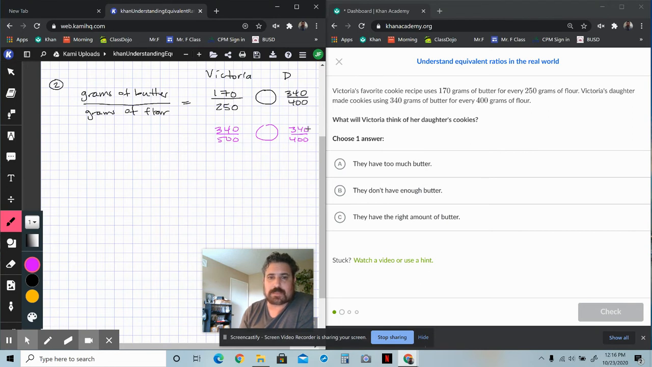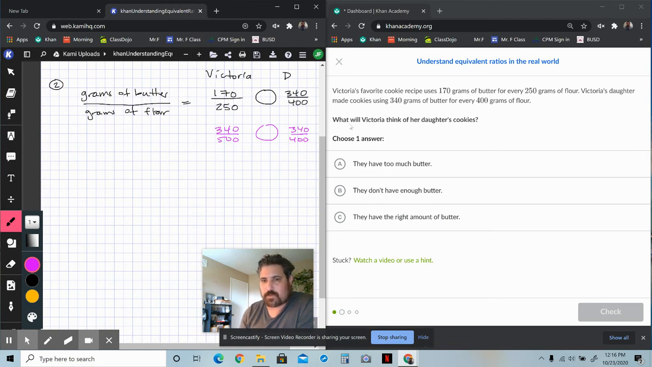So we can see that in this case, the daughter's cookies are definitely going to be more buttery, because the numerator is the grams of butter and the denominator is the grams of flour, and they use the same amount of butter with different amounts of flour. And if you have more flour for the same amount of butter, it's going to be less buttery. Right? So Victoria's cookies are less buttery than the daughter's.